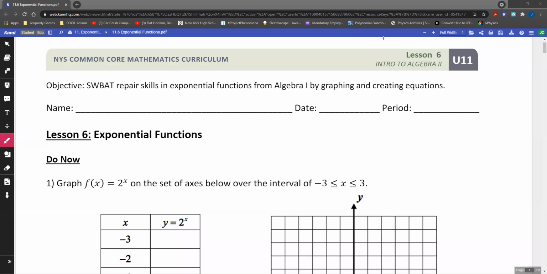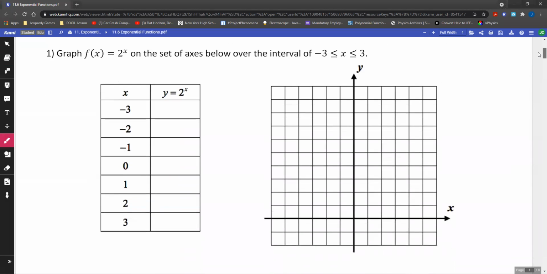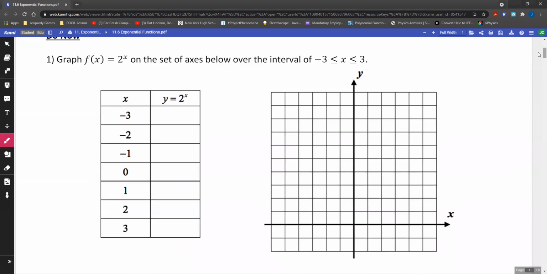Hey everyone, so this is going to be lesson 6, all dealing with exponential functions. In the beginning, we have these two do now questions. What we're going to do is solve for the function f of x equals 2 to the x, and we're doing this between the intervals of -3 and 3. There's a few ways that you could do this.